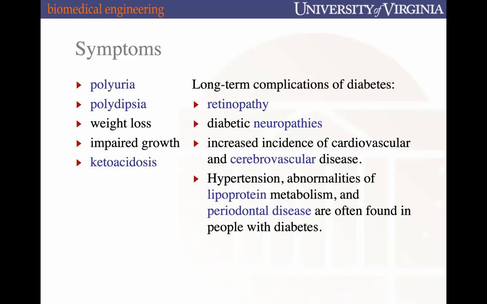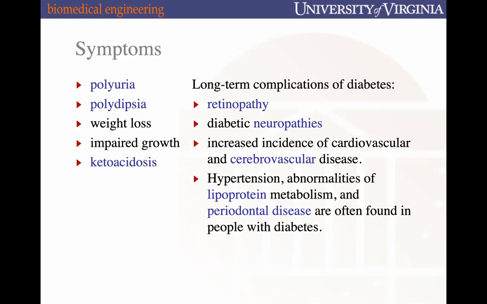There's diabetic neuropathies. Their nerves will also begin to experience that nutrient deprivation, and as a result, their nerves will begin to fail them as well. And in addition to that, this is a metabolic disease. There are also subsequent cardiovascular and cerebrovascular diseases associated with type 2 diabetes.